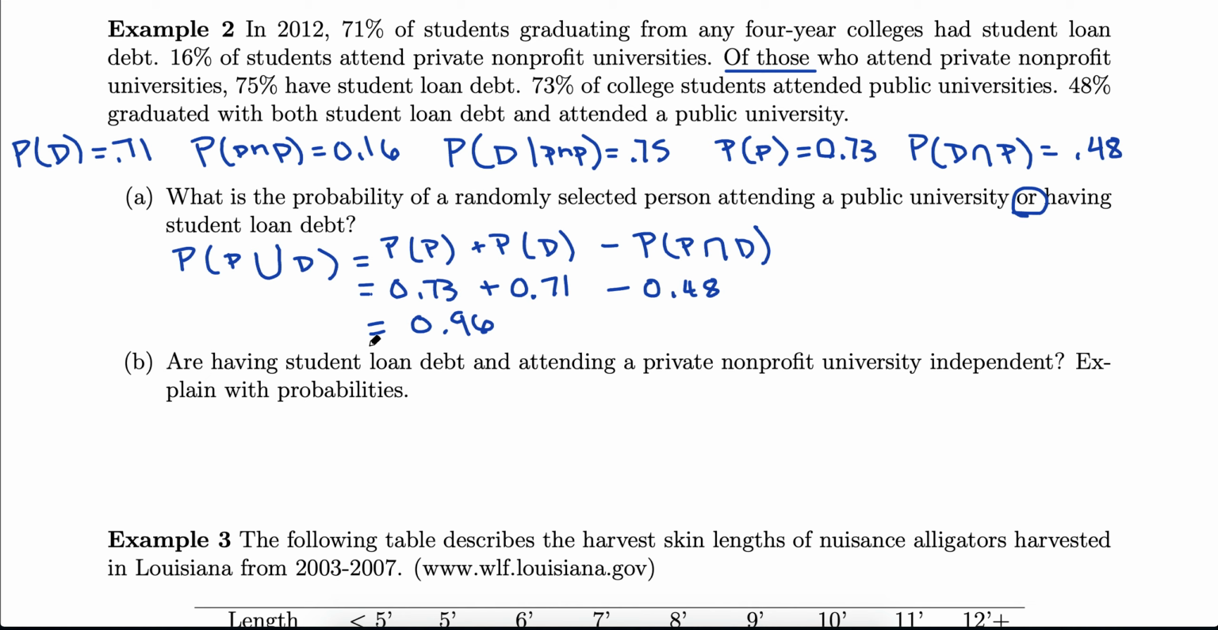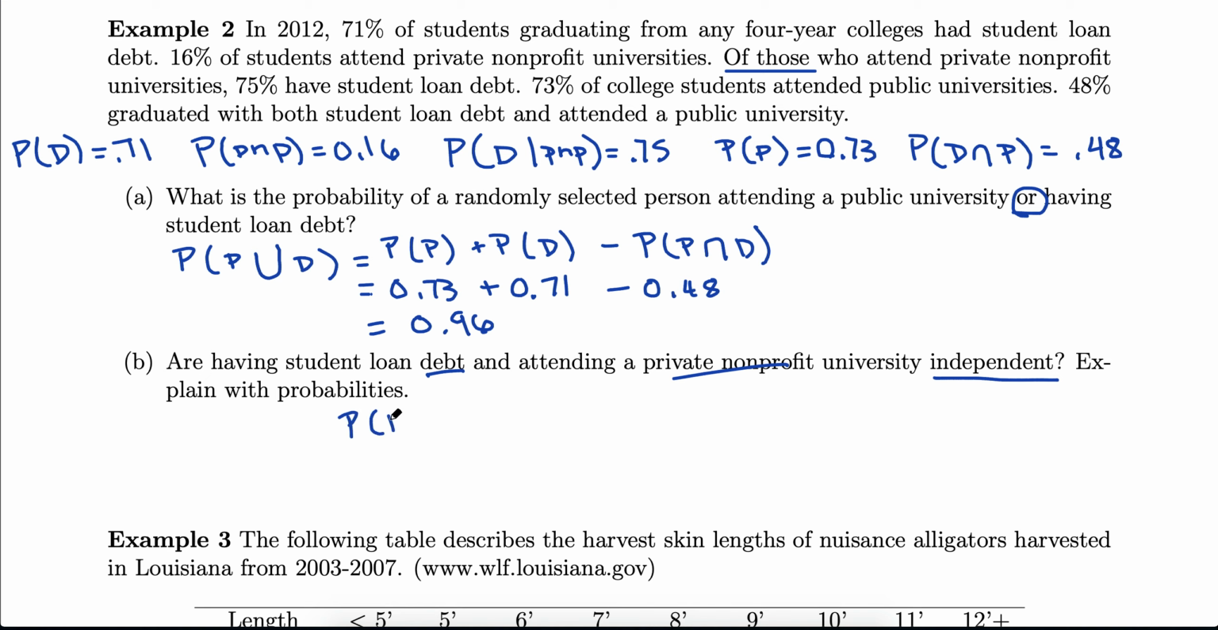Next bit is asking: are having student loan debt and attending a private nonprofit independent? Explain with probabilities. So I'm interested in debt and private nonprofit. Let's see what kind of information we have. You might want to try the debt and private nonprofit. Is it equal to debt times private nonprofit? We can't really do that approach here because we don't know what the intersection is equal to. So we're going to have to use this conditional rule.